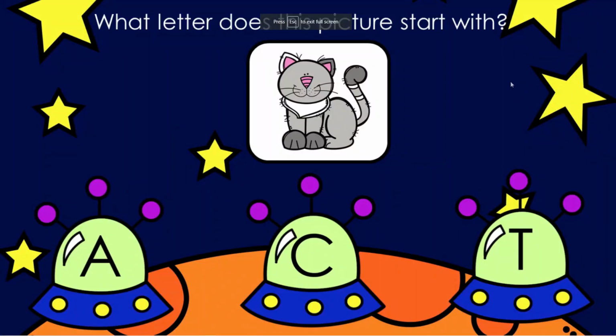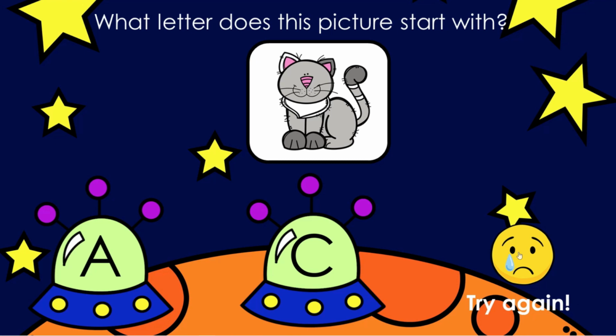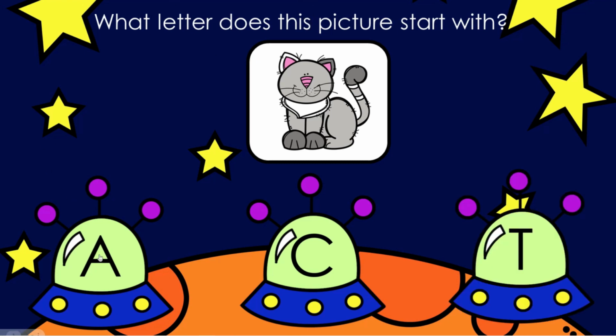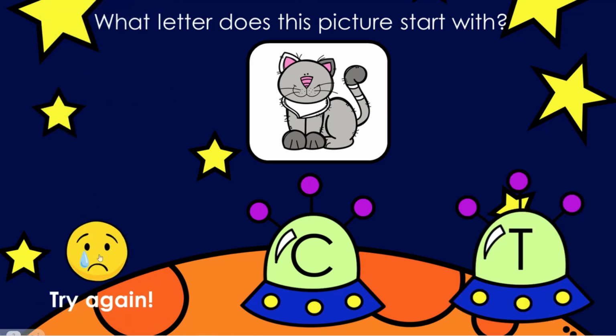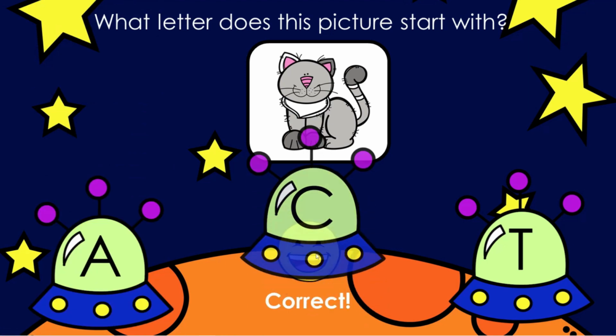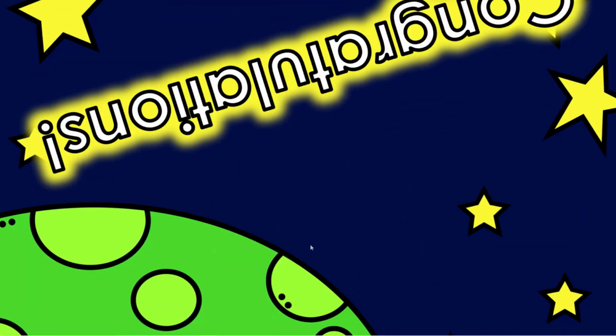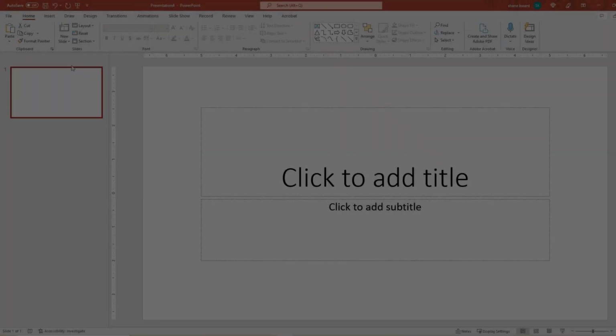All right, this is what we are going to create in Google Slides, a click and play game. When students click on a correct answer, they'll get a smiley face, but when they click on an incorrect answer, they'll get a frowny face. And I'm going to show you how to do this in Google Slides.